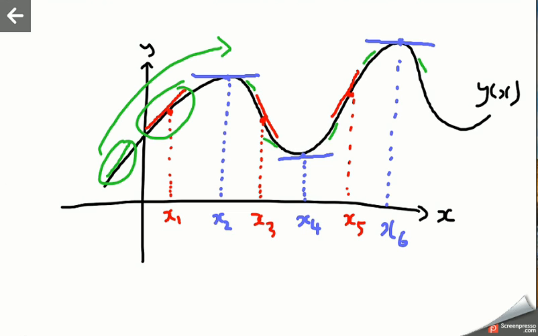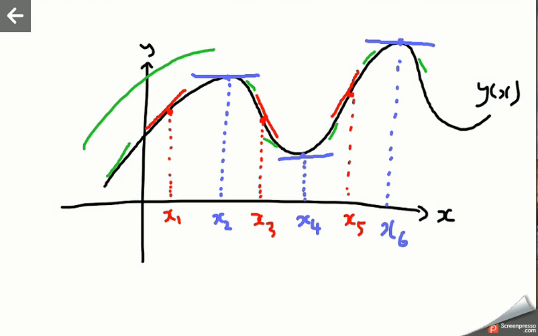All of these tangent lines, their slopes are getting smaller and smaller until finally, right at the very top, they get to 0. So in fact, along this part here, y prime of x is decreasing.